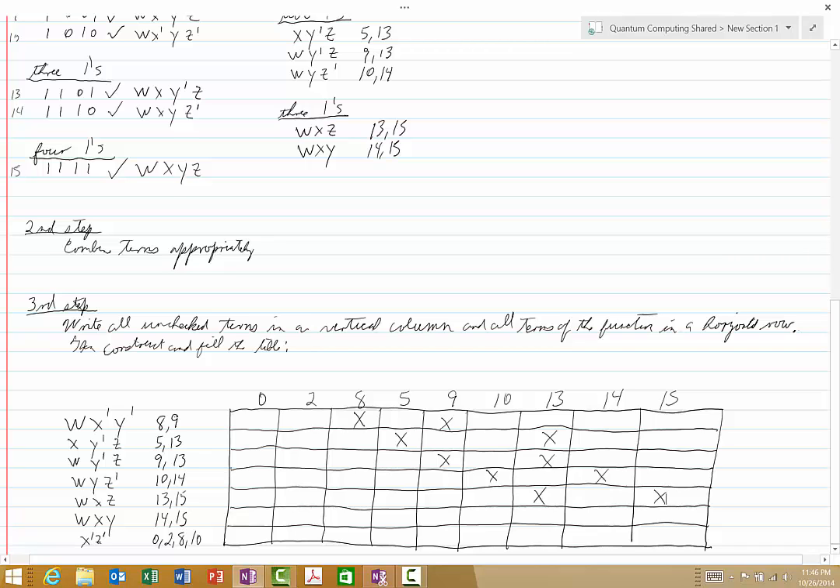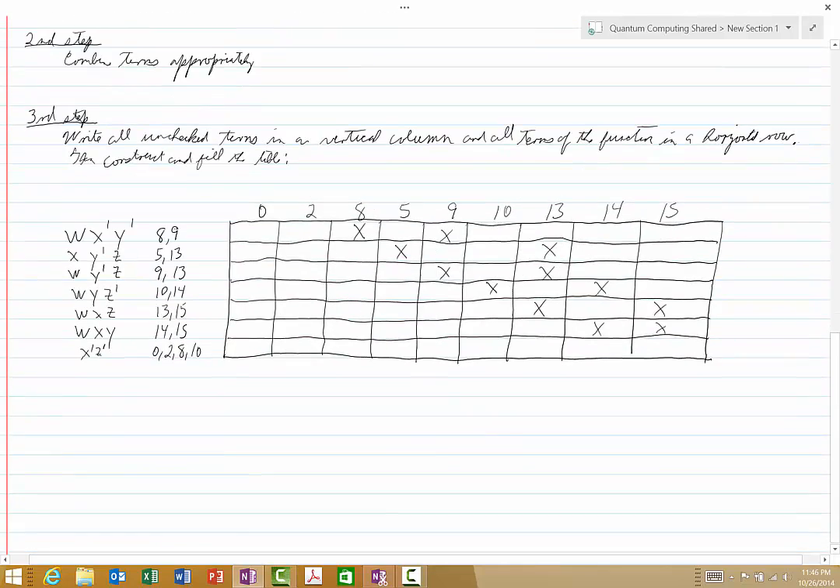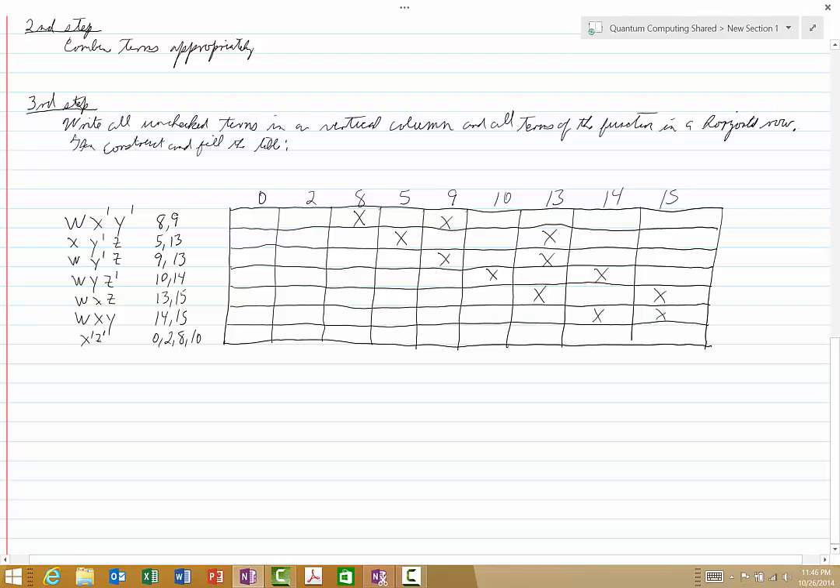The next one is 14 and 15, so 14, 15. And then the last one is 0, 2, 8, and 10. And that completely takes care of our table. And then the final step, write down the most efficient expression for your function.